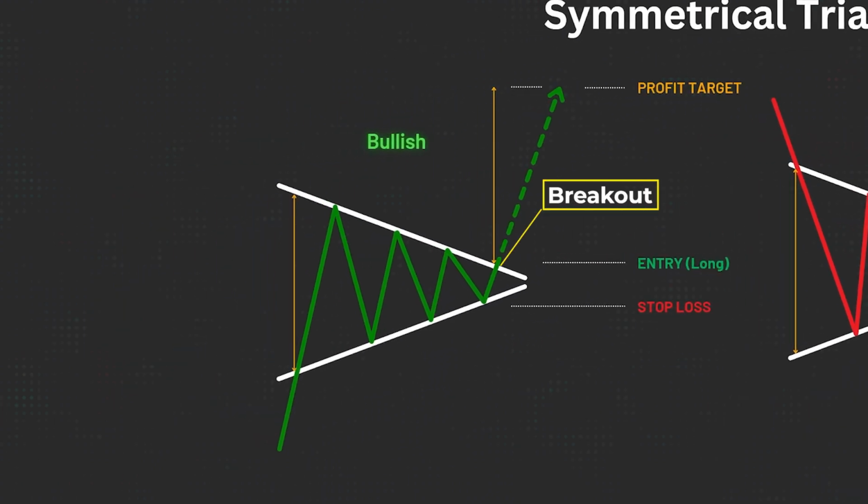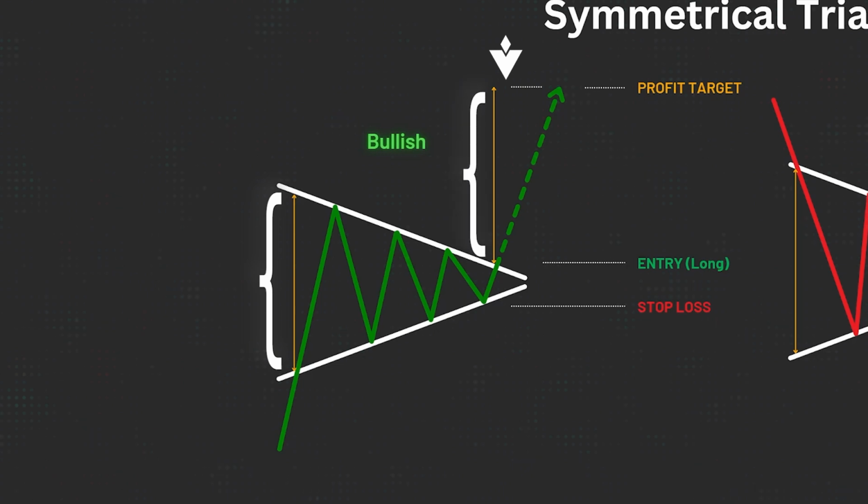price breaks and closes above the upper trend line. For profit taking, the ideal target is the same distance as the height of the triangle, projected upward from the breakout point. For managing risk, the optimal stop loss is placed just below the lower trend line.